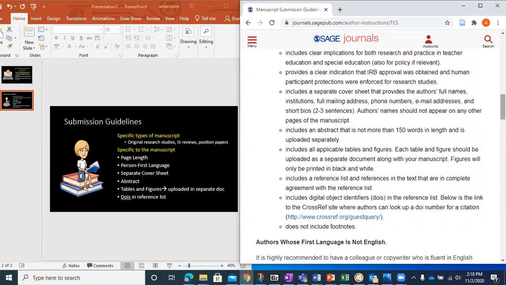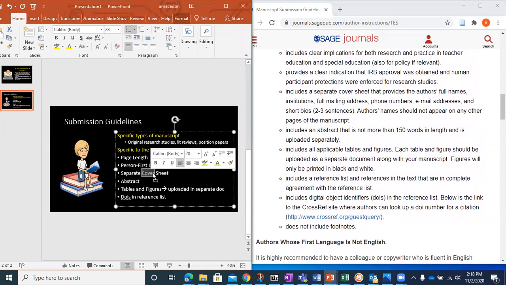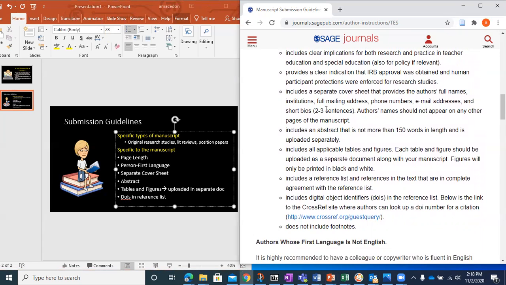Specific to the manuscript, you'll see that what I noted is a separate cover sheet. So again, this point, the separate cover sheet includes the specific information they want to see, including an abstract. And this is a really important one.